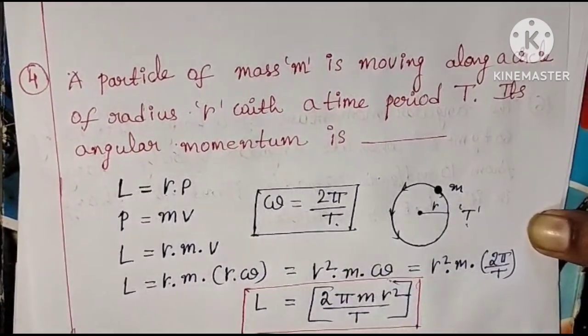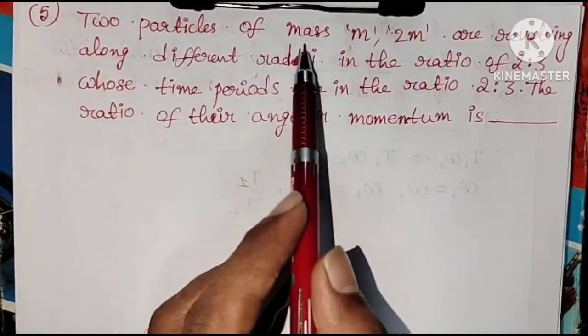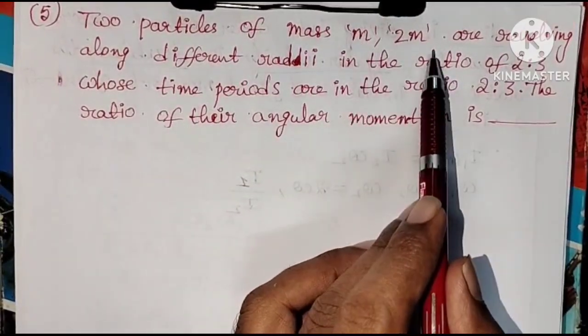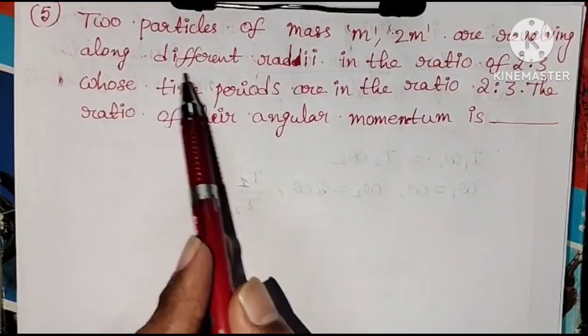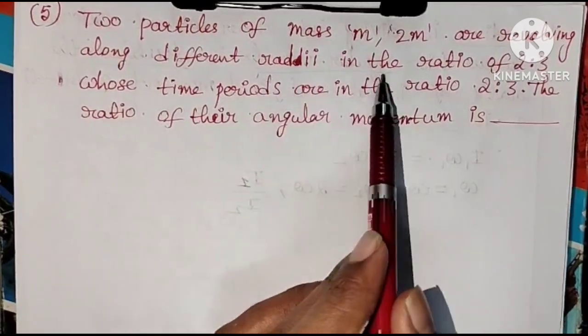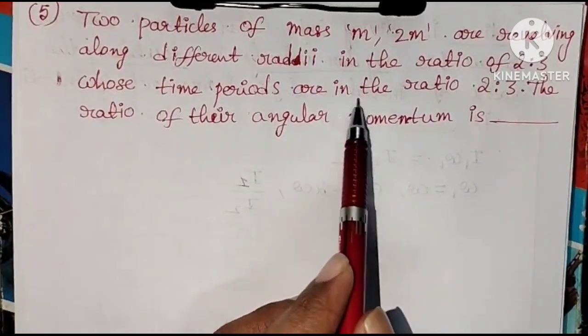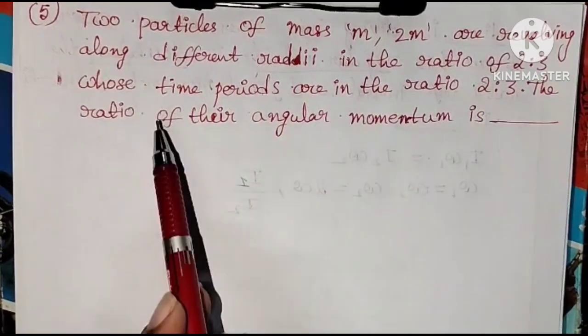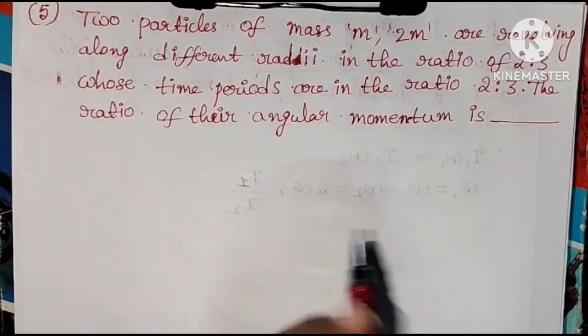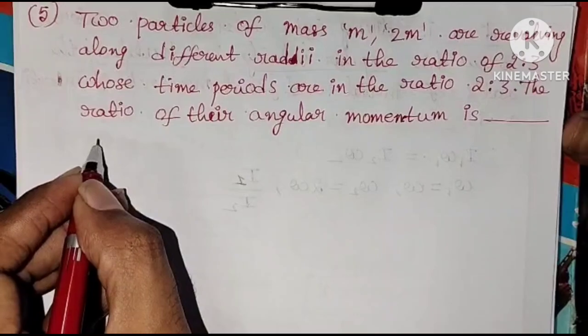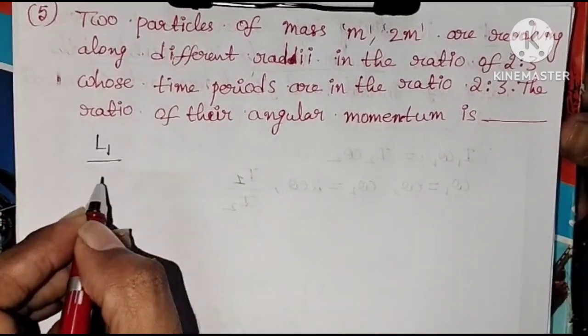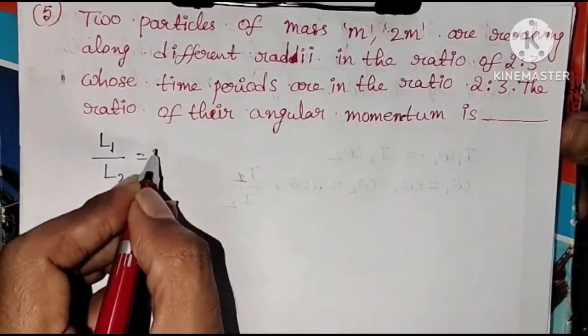Two particles of mass m and 2m are revolving along different radii in the ratio 2:3, whose time periods are in the ratio 2:3. The ratio of their angular momentum is? So we need the ratio of angular momentum, that is L1 by L2.